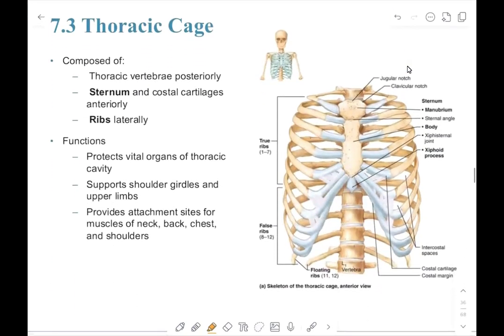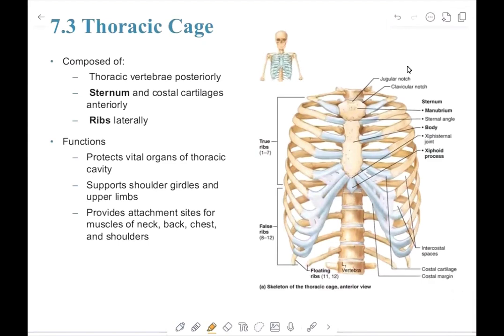Now, moving on to the next part of the axial skeleton, we have the thoracic cage. The thoracic cage is made up of the sternum and costal cartilages, which remember is a type of hyaline cartilage that you have learned about previously. The thoracic cage also has the ribs laterally. Its main functions are that it protects vital organs like the heart and the lungs, supports the shoulder girdles and the upper limbs, and provides attachment sites for muscles of the neck, back, chest, and shoulders.